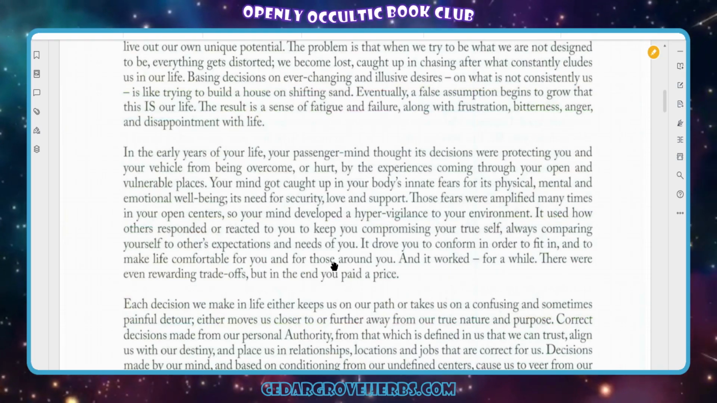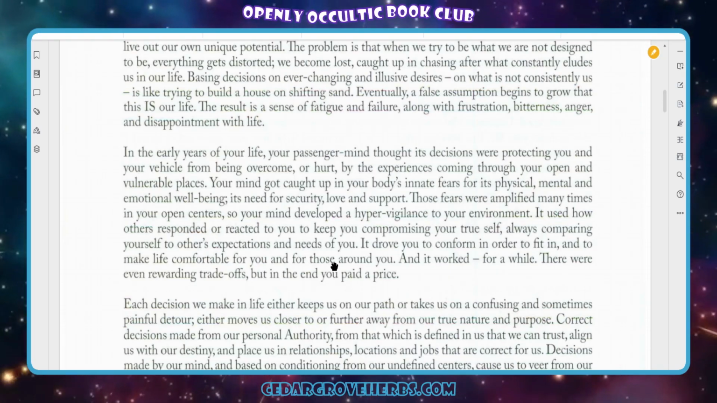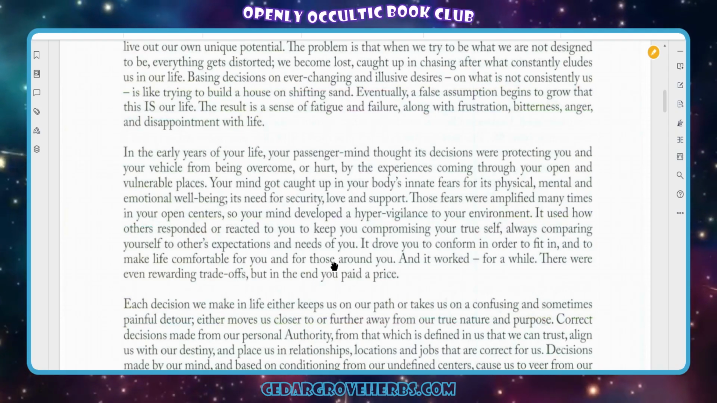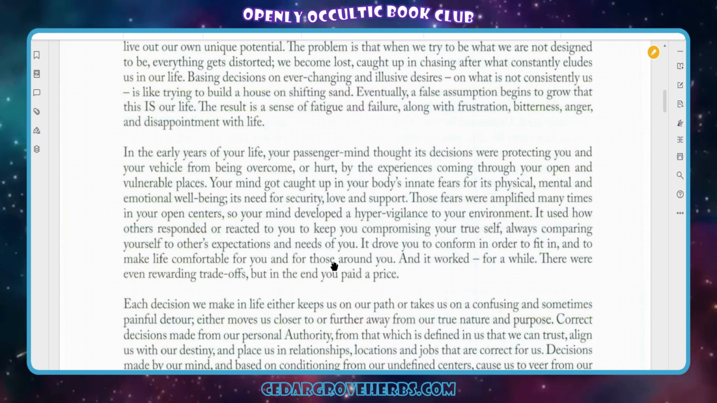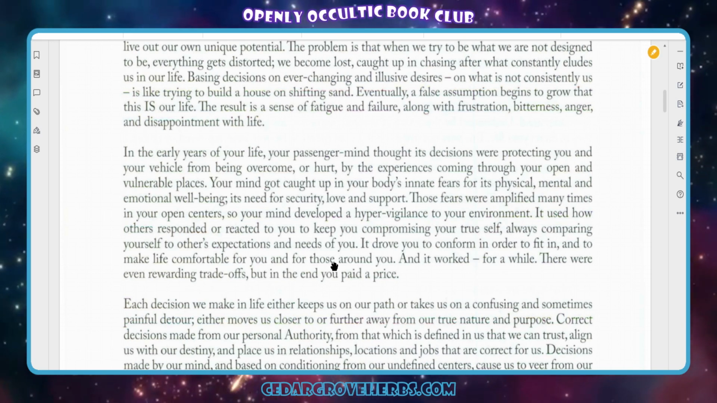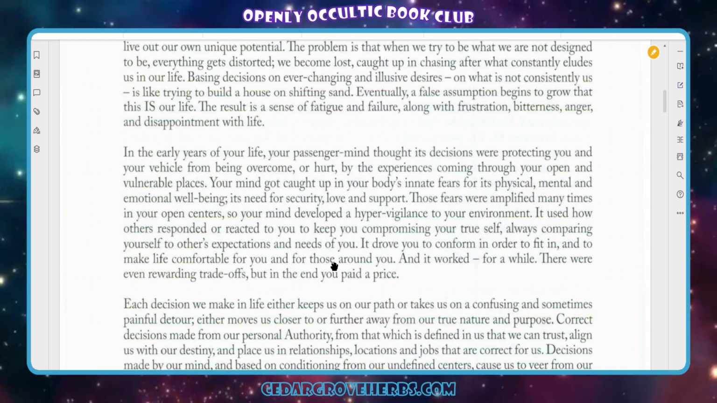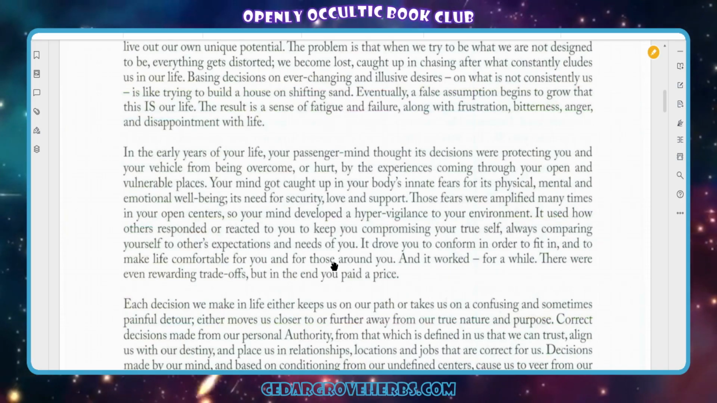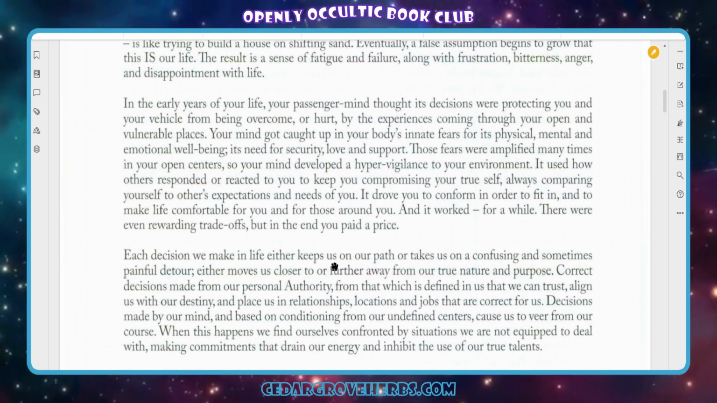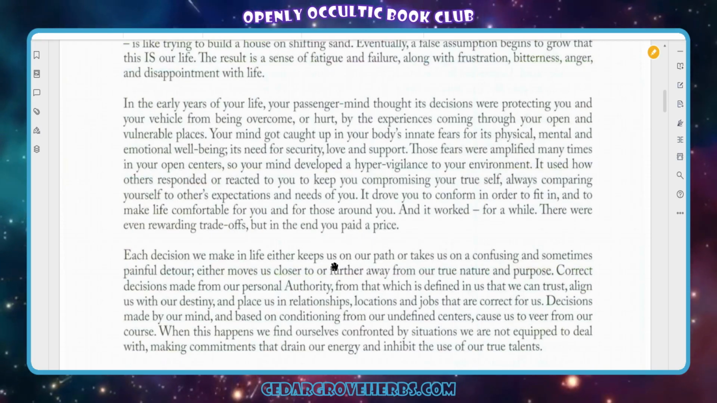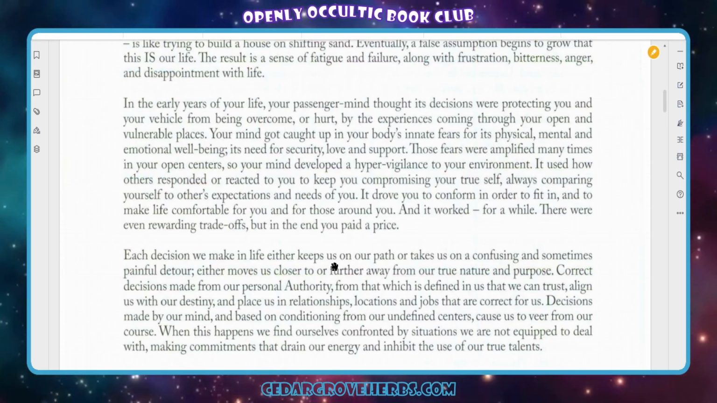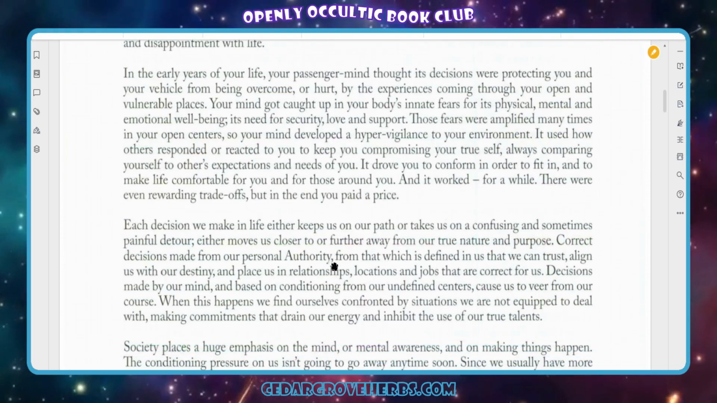It used how others responded or reacted to you to keep you compromising your true self, always comparing yourself to others' expectations and needs of you. It drove you to conform in order to fit in, and to make life comfortable for you and for those around you. And it worked for a while. There were even rewarding trade-offs, but in the end, you paid a price.